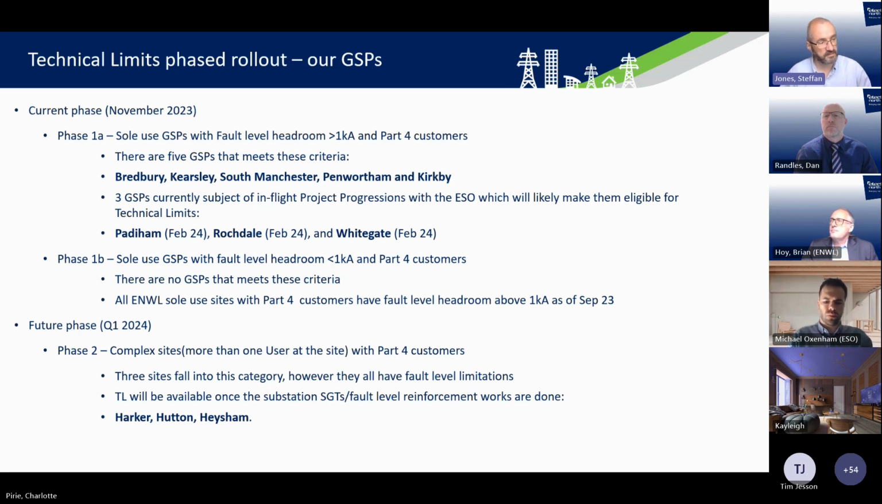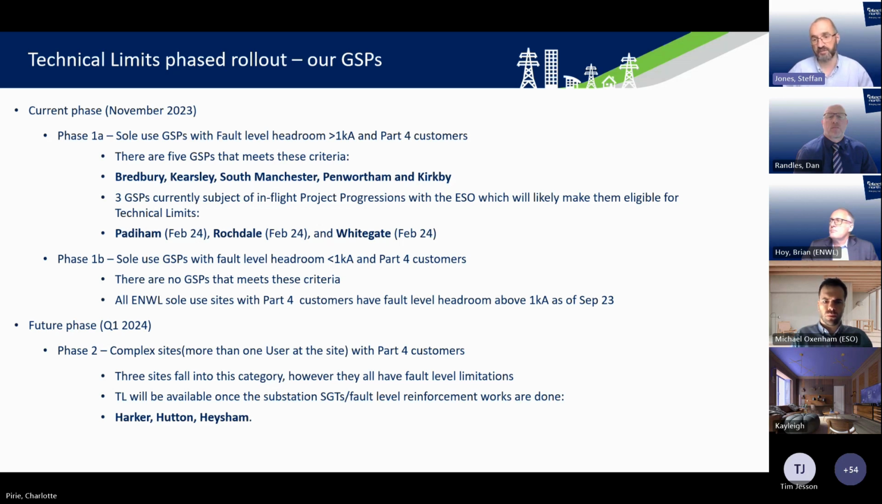National Grid nationally are looking at a phase 1B, which will follow that first part, and that's where their sole use GSPs with current fault level concerns. Now, at the moment, NWL don't have any GSPs, grid supply points, that fall into that criteria.